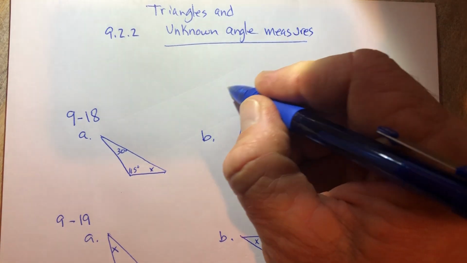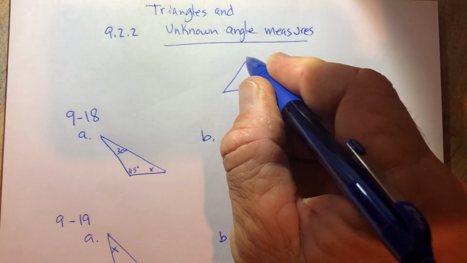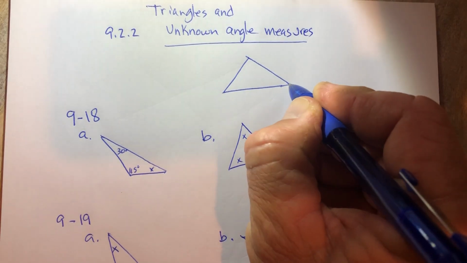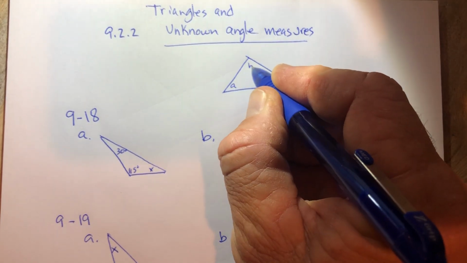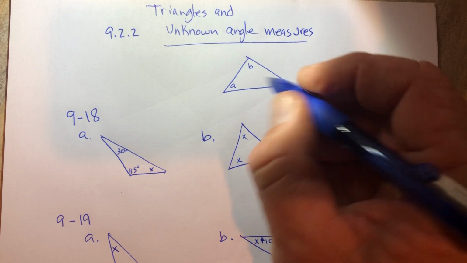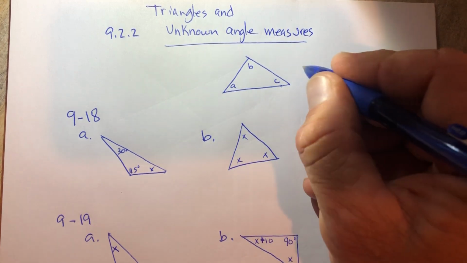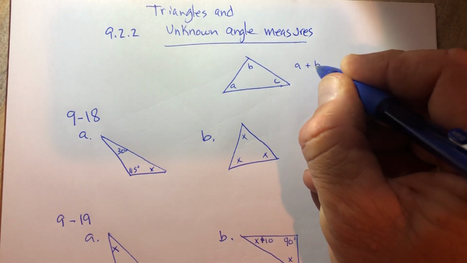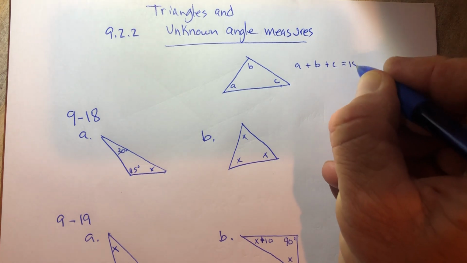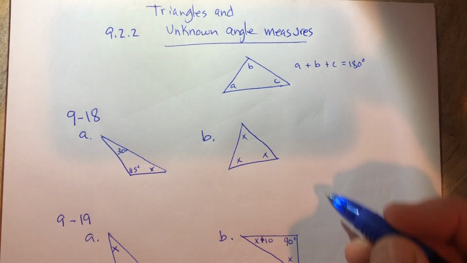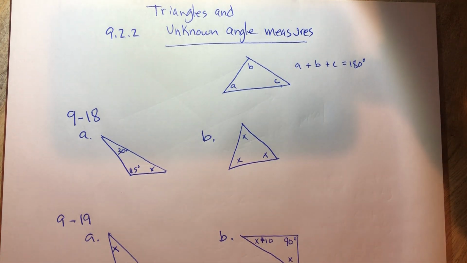The main thing that you need to know is that if you add all the measures of each interior angle in a triangle, angle A plus angle B plus angle C, they add up to 180 degrees. And then we use that information to figure out all the rest of these.